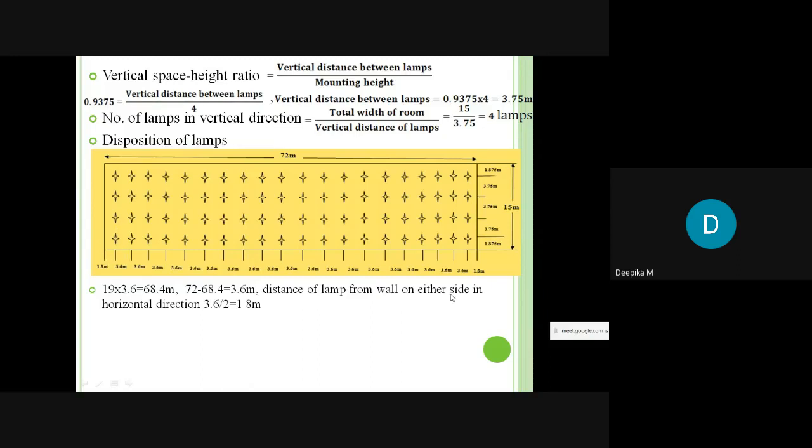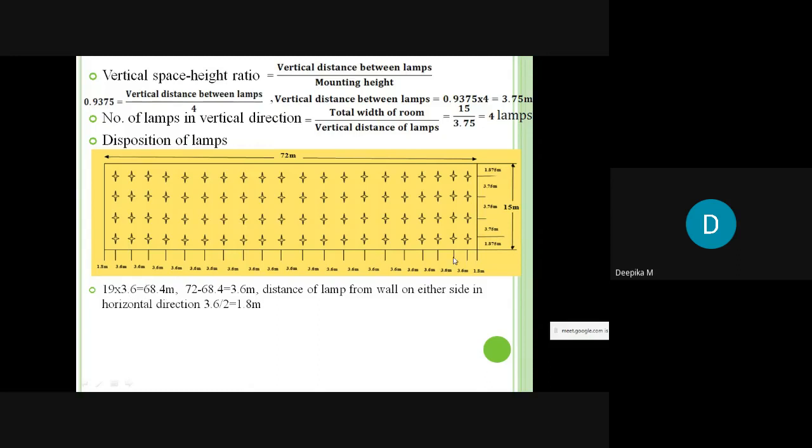So how do we calculate this? We will calculate in this way. You can see here there are 3.6 meters. So how many distances are there between the lamps? There are 19. The 3.6 meter is the distance between two lamps, which occurs 19 times. If you add this, or multiply with 19, because there are 19 spacings of 3.6 meters, 19 into 3.6, you will get the answer 68.4 meter.